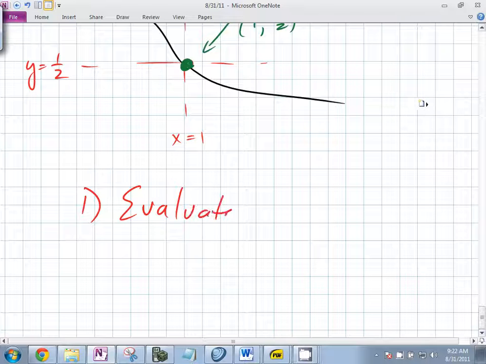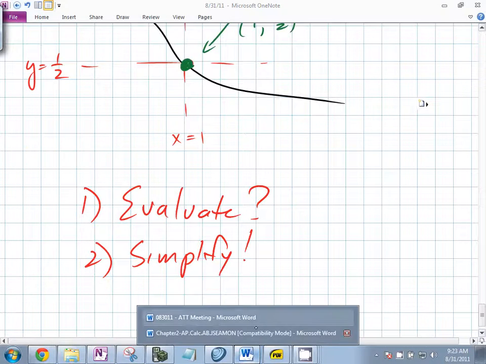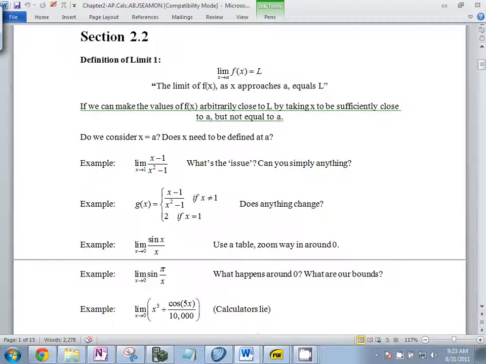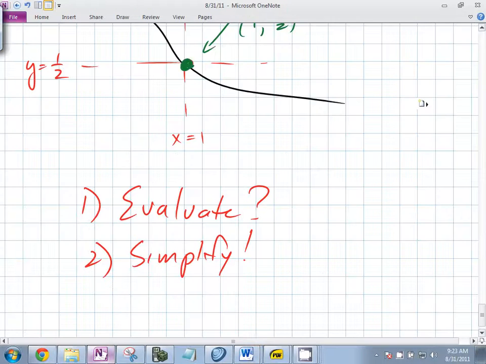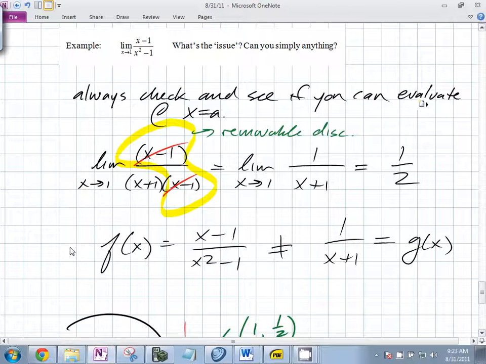Can you plug it in? Can you simplify? Those are some good ones. Is that always going to be the solution to everything? It's probably a question, but when you had 1 over x plus 1, how did you get to the 1/2? Oh, I plugged in 1. Now you can plug it in. That's the whole point of it. Now we can plug it in.